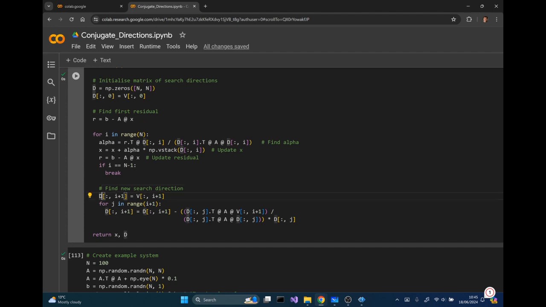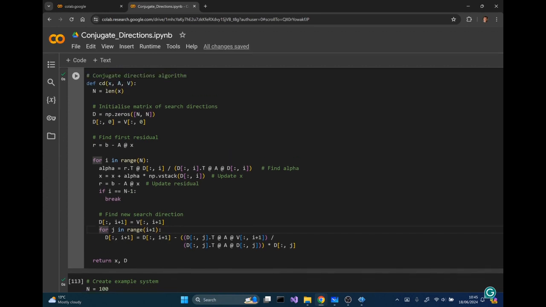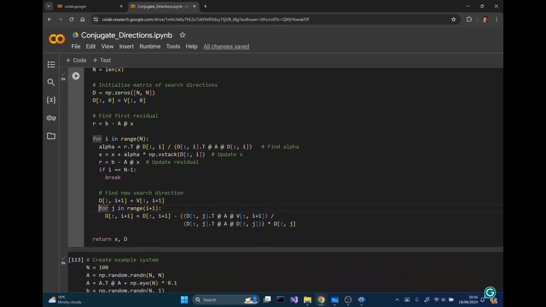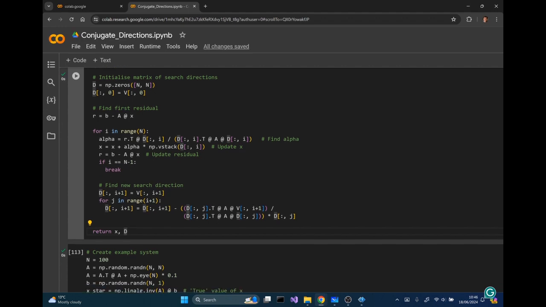And this is the application of our A orthogonal Gram-Schmidt process. We start off to find our new search direction. We set it equal to V. And then in this for loop, we are essentially removing the terms in the summation up here so that we get our new search direction. And I've decided in this case that we're going to return x, because obviously that's what we want to find, but also the matrix of search directions D, just because it helps us do a little check that the thing's working properly.